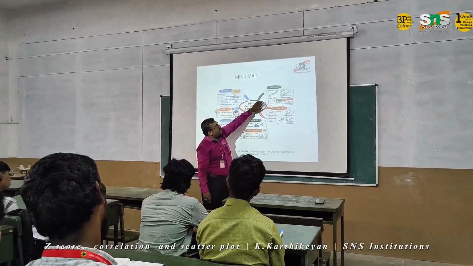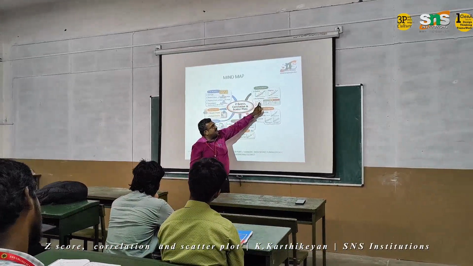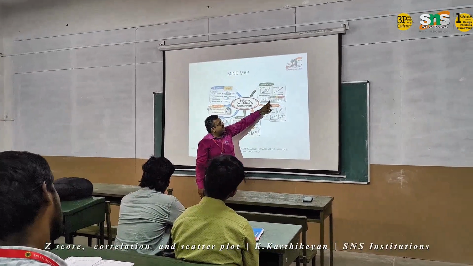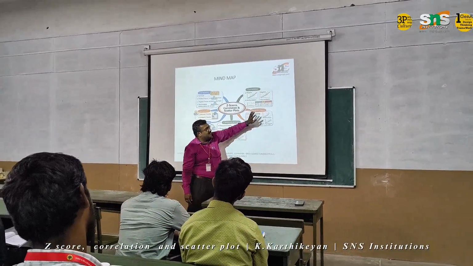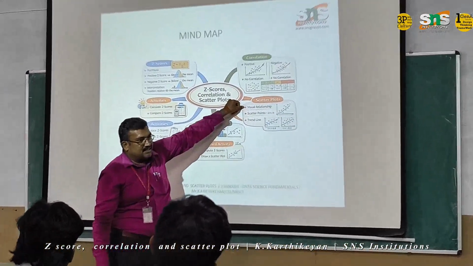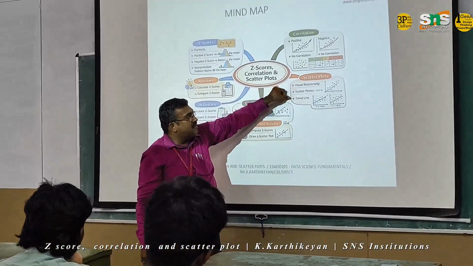So correlation: positive, negative, no correlation. We use that value. So you can choose the value, minus R2, that is the available value, and scatter plot, visual relationship, scatter points and trend lines.